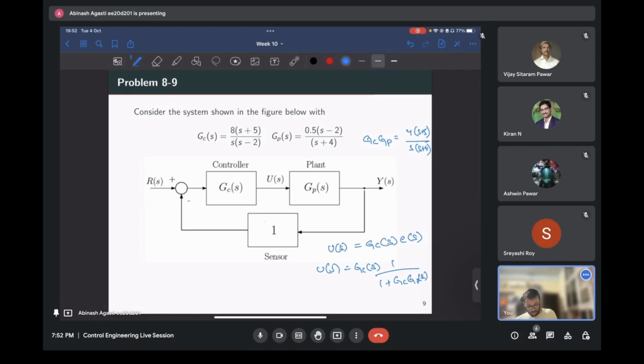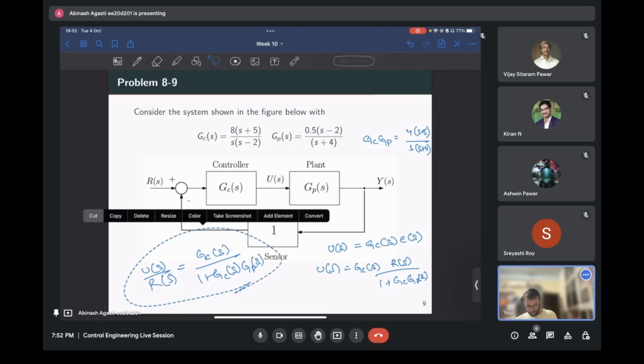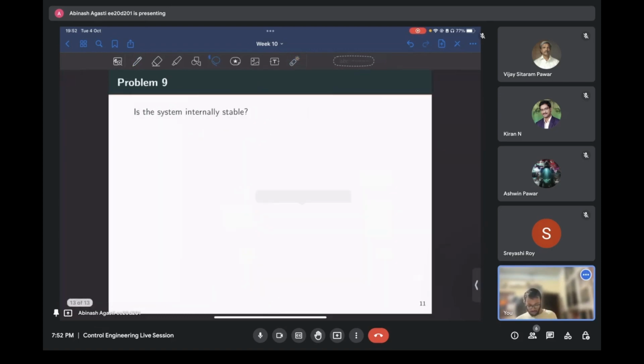So U(s) by R(s) is equal to Gc(s) by 1 plus Gc(s) into Gp(s). In the full closed loop transfer function, we'll have a Gp(s) here, but for the internal dynamics, all we'll have is this. So now we want to check whether this is stable or not.